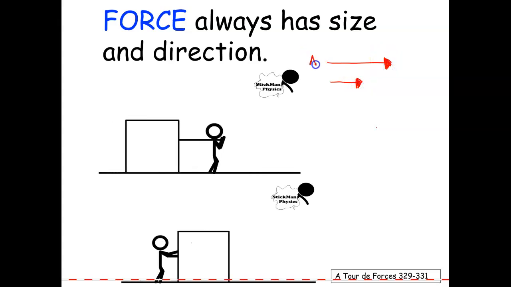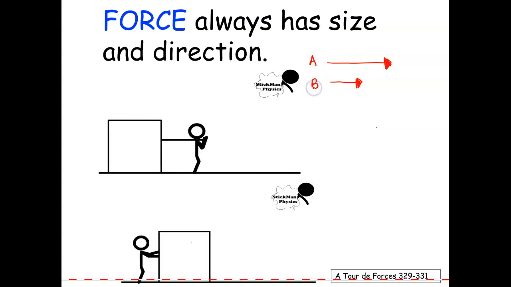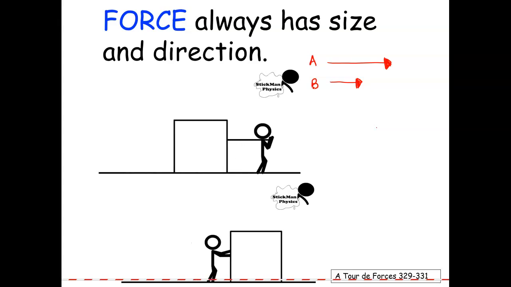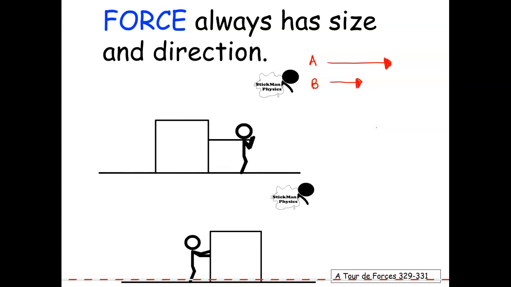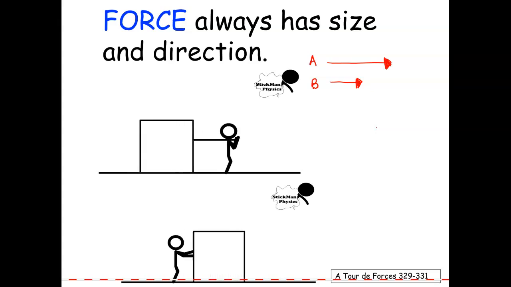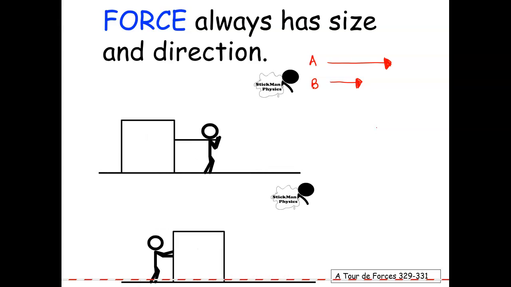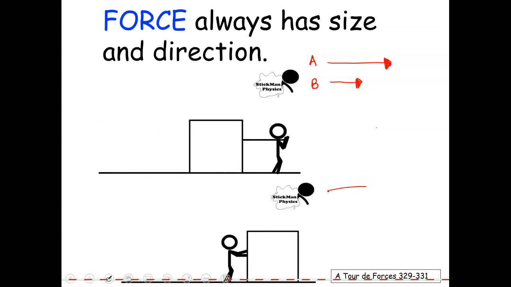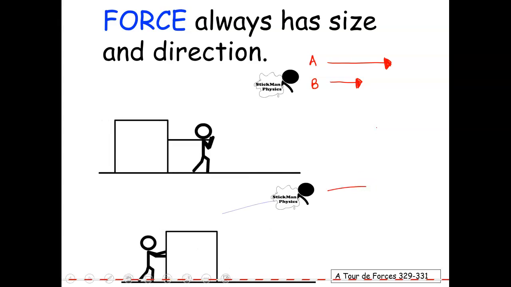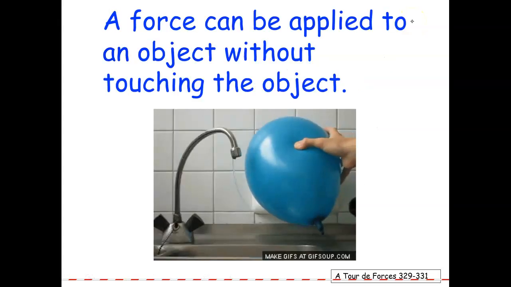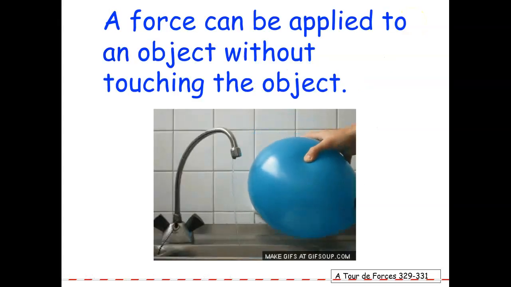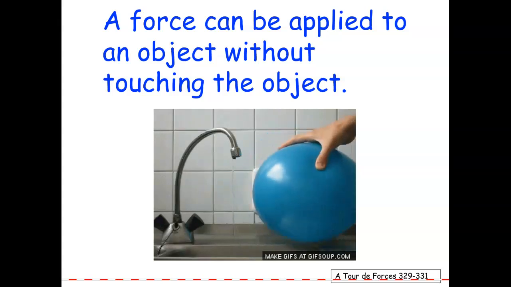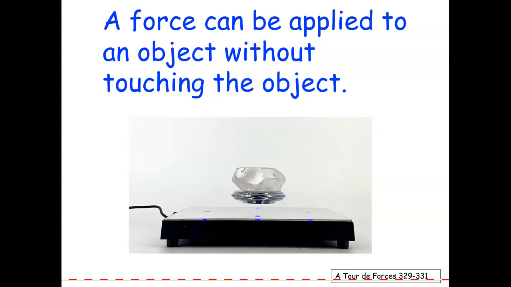So if we have these two examples, A and B, we would know that they are both going to the right and that A is a stronger force than B. And remember that a force is a push or a pull. So forces can be applied to objects without actual contact with the objects.